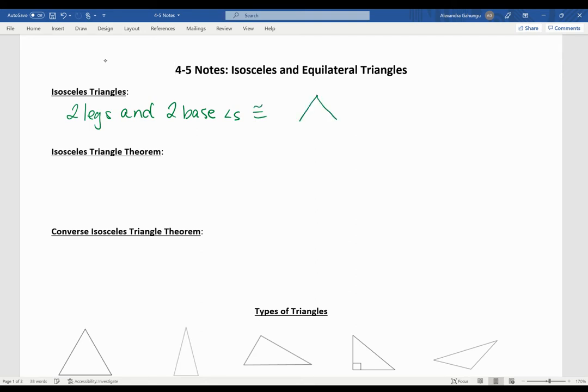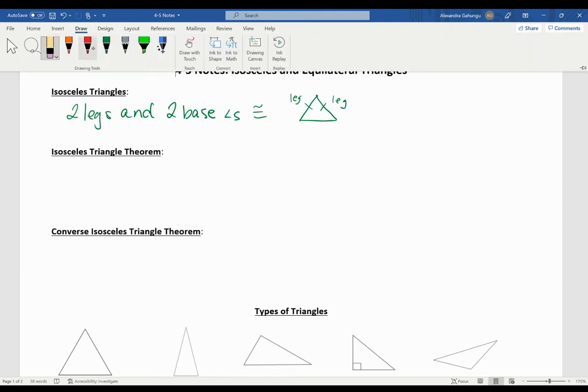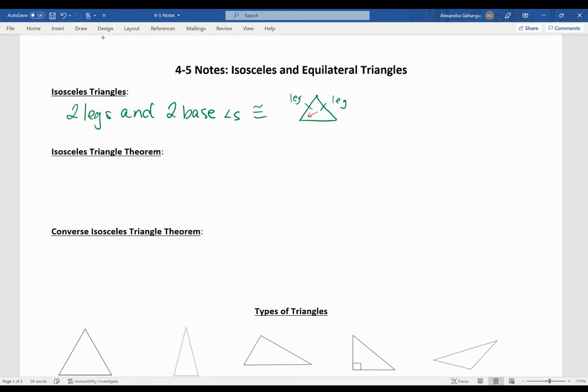It's like when I draw my isosceles triangle, I've got legs. Those are the sides that are congruent. And then we've got the base angles, the ones directly across from the congruent sides. Those are known as our base angles, and they're also congruent. They're known as base angles because they're on the base right here.